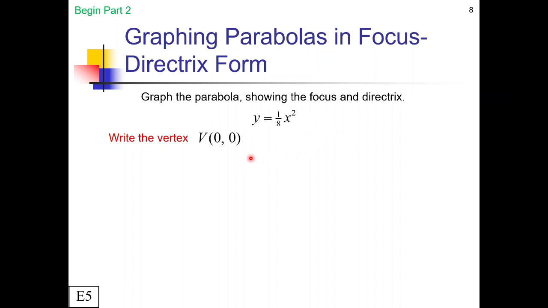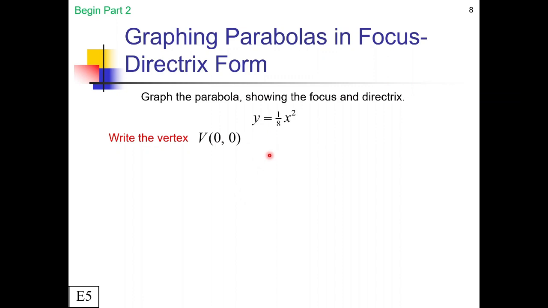Next up, in order to get the focus and directrix, if we already have the vertex, we need to add and subtract the p-value to the correct coordinate of the vertex. They're both 0, but we would be using the y value of the vertex because this y equals tells us this is an up-down parabola.